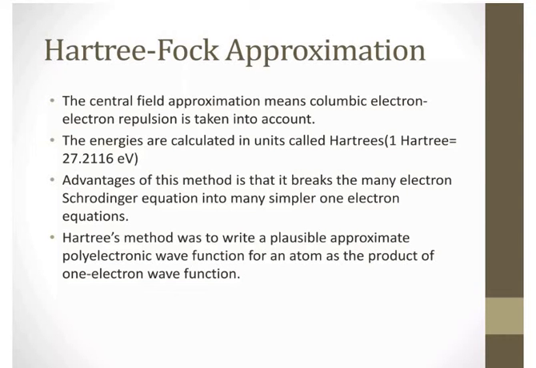So in the Hartree-Fock approximation, the central field approximation means Coulombic electron-electron repulsion is taken into account. The energies are calculated in a unit called Hartree. One Hartree is equal to 27.2116 electron volt. The advantage of this method is that it breaks the many-electron Schrodinger equation into many simpler one-electron equations. Hartree's method was to write a plausible approximate polyelectronic wave function for an atom as a product of one-electron wave functions.